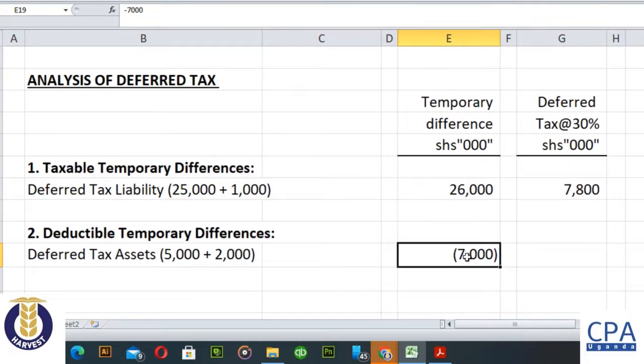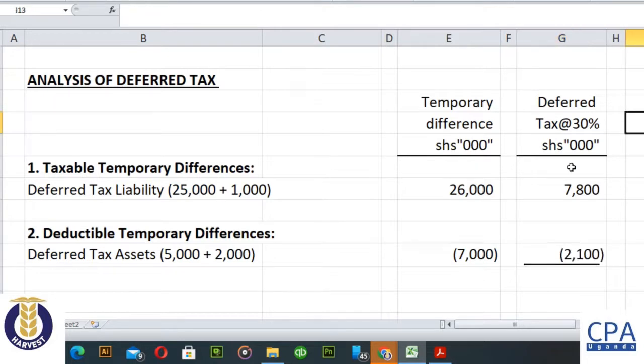To get the deferred tax asset I have to subject the 7 million to 30%. So I want you to get your calculators and look for 30% of 7 million. You'll find that 30% of our 7 million comes to 2.1.